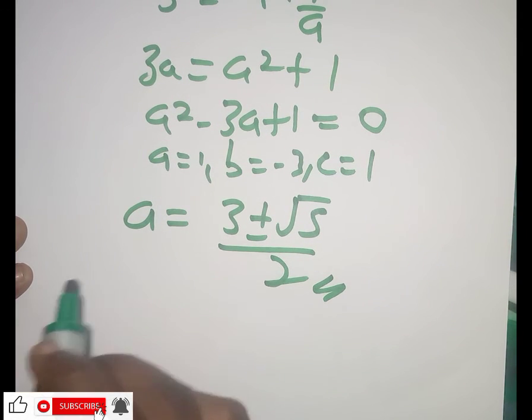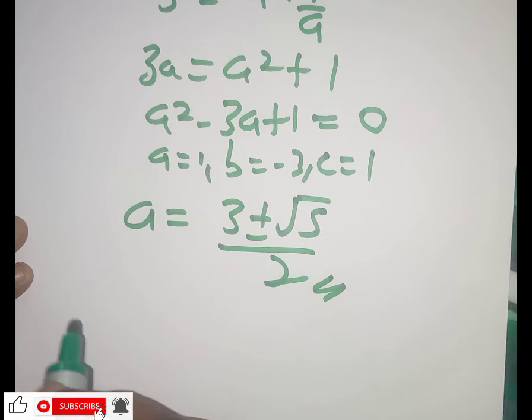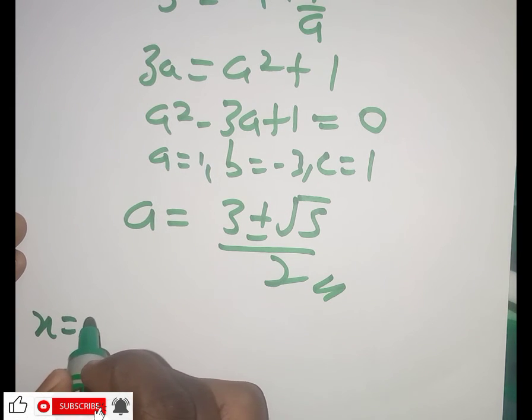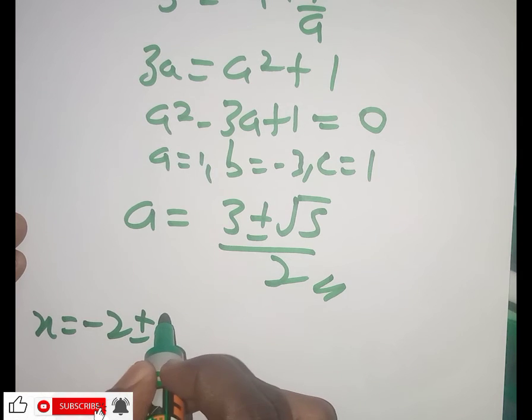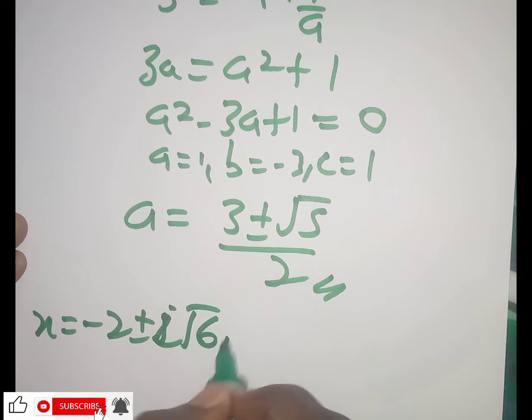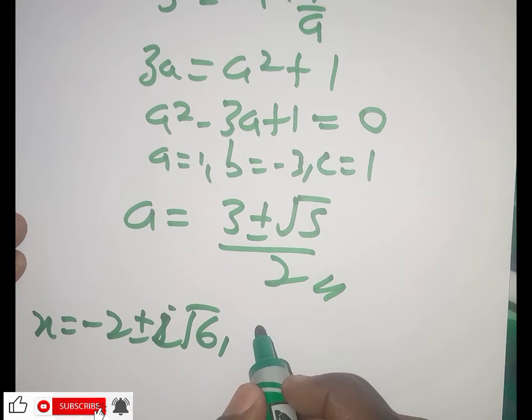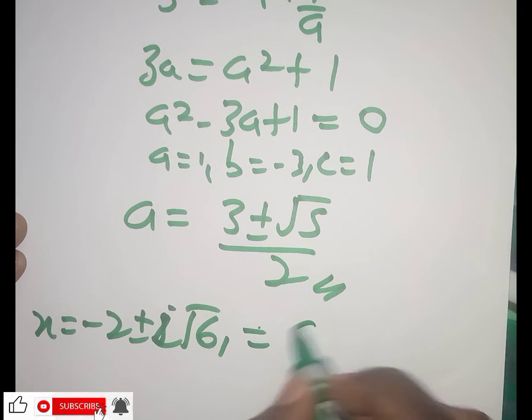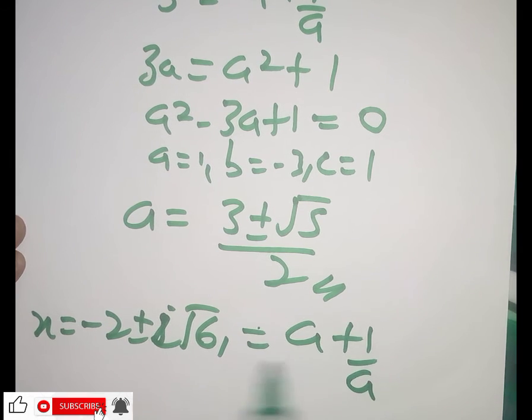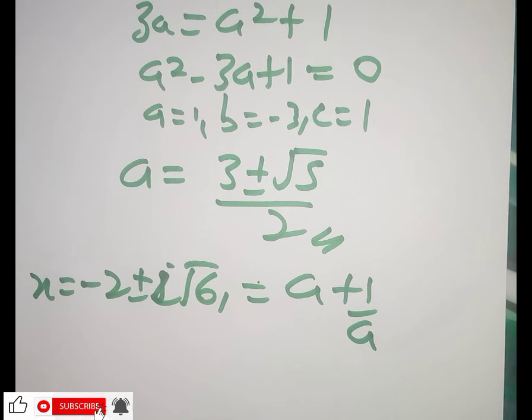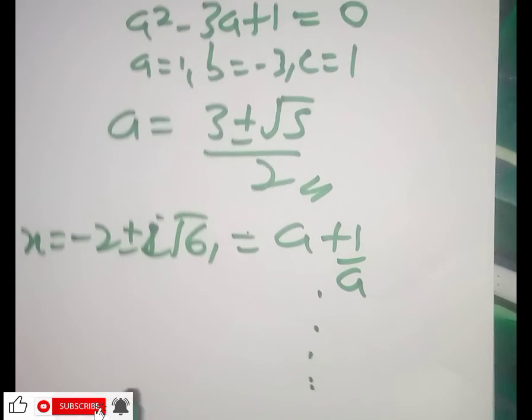and that will be the value of a when s equals 3, right? Now what if s equals minus 2 plus or minus i square root of 6? What we basically do is that if s is equal to a plus 1 over a, you just substitute that into it, and that gives us the other values of a. So you can just continue that and do it.